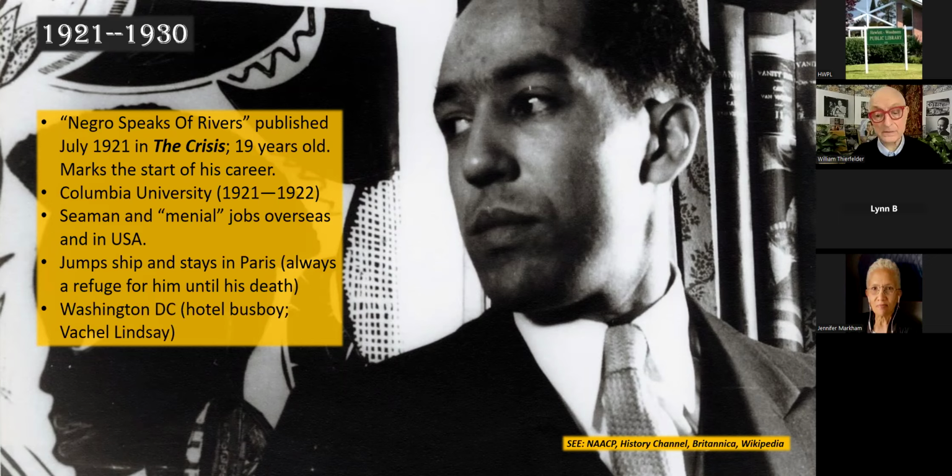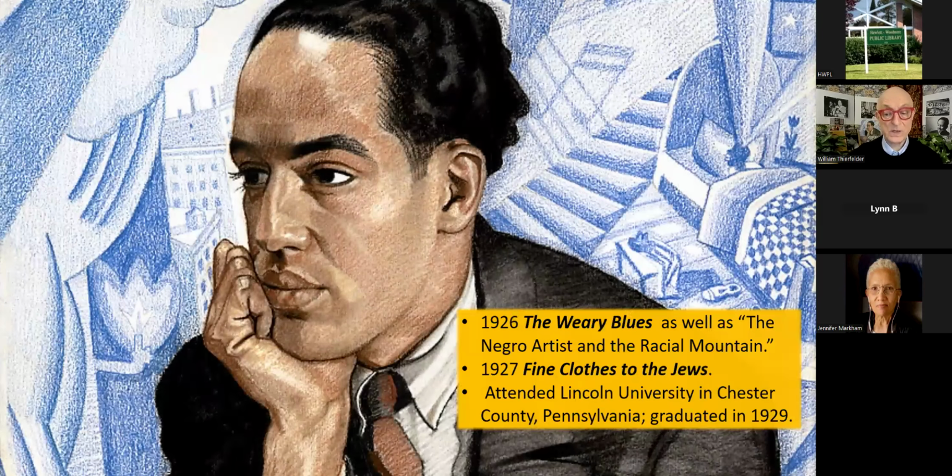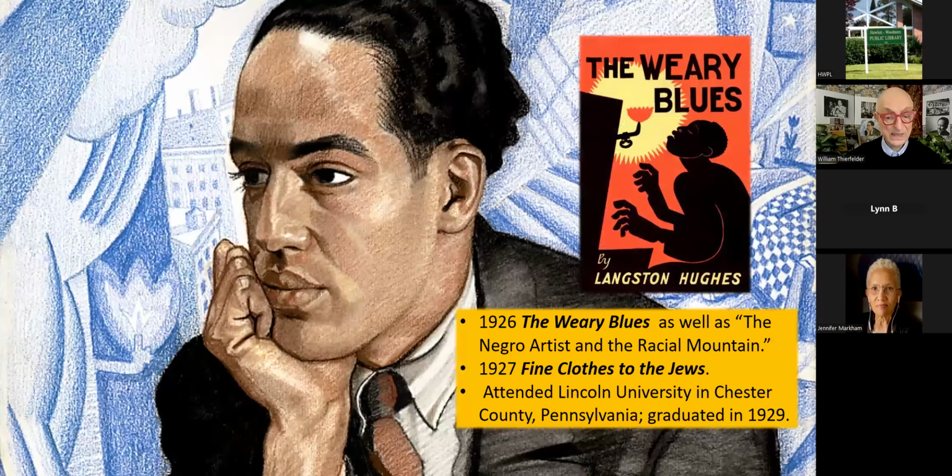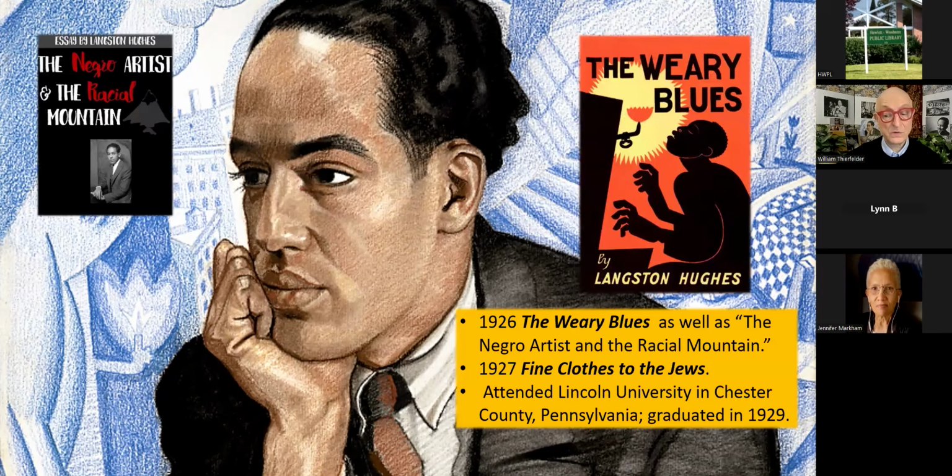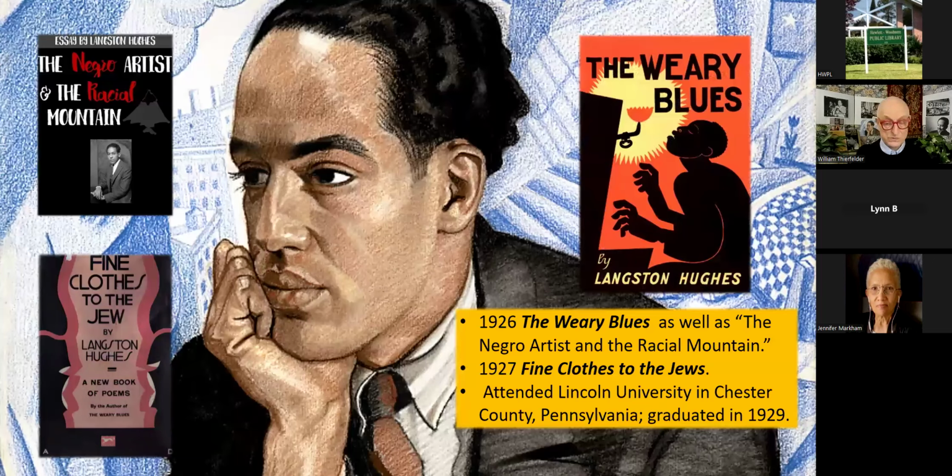Now, back in America, a stint at a hotel as a busboy in Washington, D.C., proved fortunate because it was there that he met the American poet Vachel Lindsay. And Lindsay encouraged the young writer, and in 1926, Hughes published his first volume of poems called The Weary Blues, as well as an essay titled The Negro Artist and the Racial Mountain. The following year, he brought out his second collection of poems called Fine Clothes to the Jews.